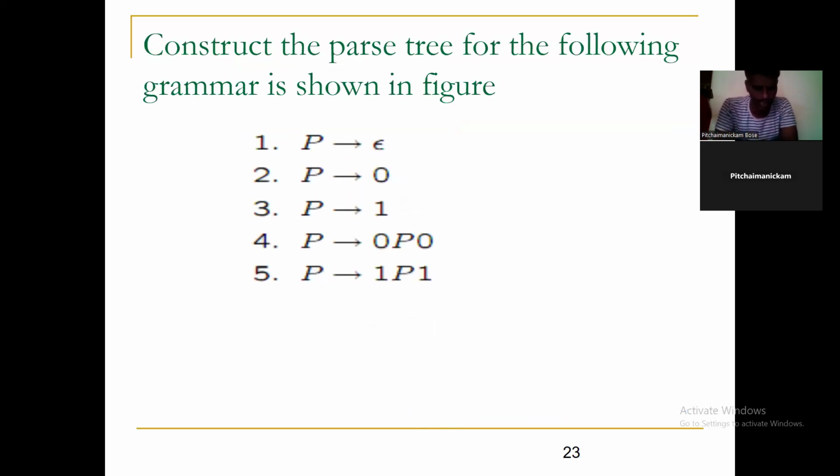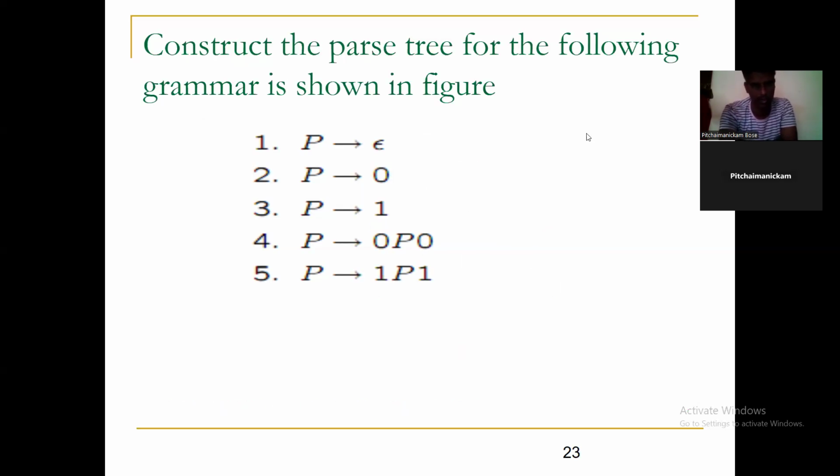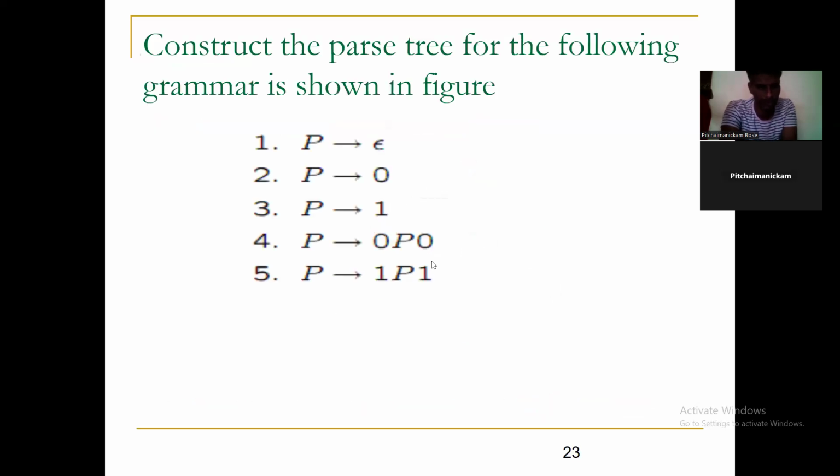So, the next example. Construct the parse tree for the grammar shown in this figure. The productions are P derives empty, P derives 0, P derives 1, P derives 0P0, and P derives 1P1. Suppose our objective is to derive the input string 0110. First I take P as the start symbol here. This P can be converted into 0P0. Again, this P can be replaced with 1P1. This is the second production, 1P1.